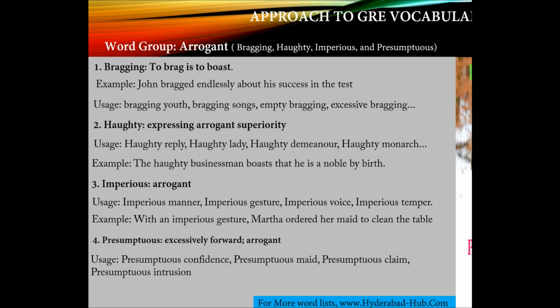Presumptuous. Meaning: excessively forward, arrogant. Usage: presumptuous confidence, presumptuous maid, presumptuous claim, presumptuous intrusion. Example: it would be presumptuous to say that our party would form the next government.